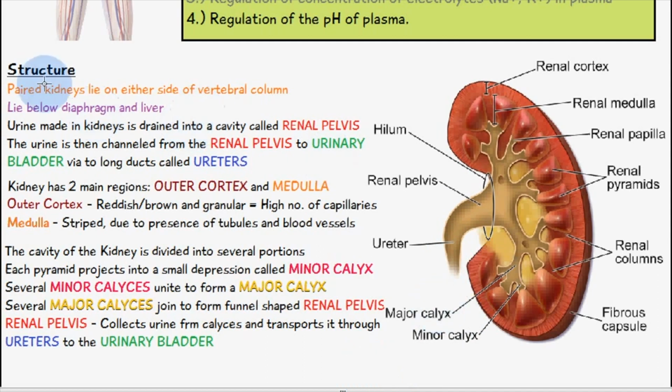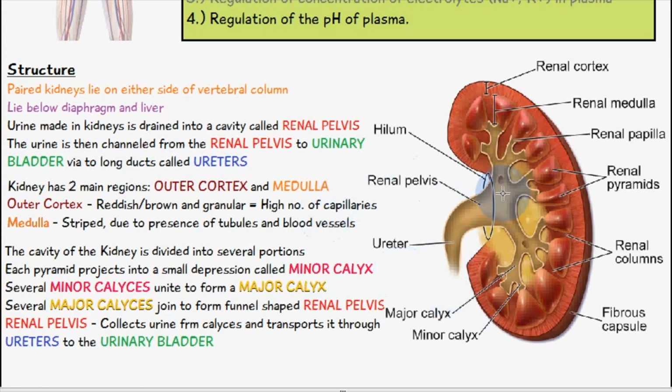So the paired kidneys lie on either side of the vertebral column. They lie below the diaphragm and liver. Urine, which is made in the kidneys, is drained into a cavity called the renal pelvis, which is this region here. And then the urine is channeled from the renal pelvis to the urinary bladder via two long ducts called ureters. Okay, so this is one of the ureters here.